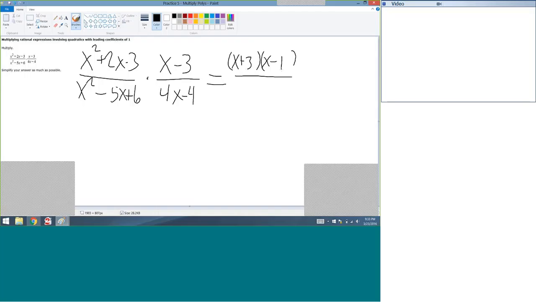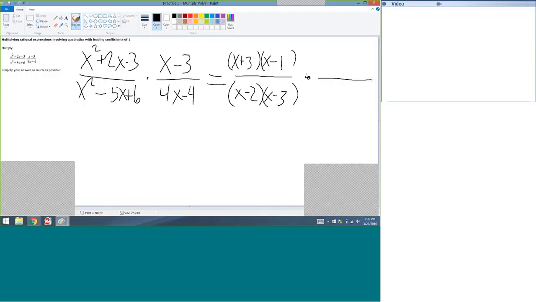The denominator to this fraction is another trinomial, so we're going to end up with 2 parentheses. And now we need the factors of 6 that add up to -5. So that's going to be -2, -3. And that factors our entire first fraction.